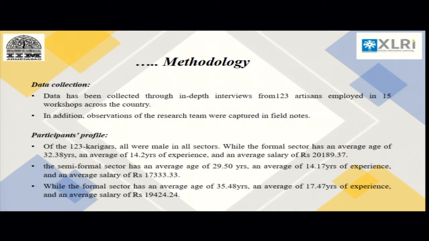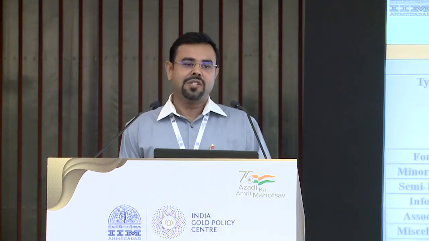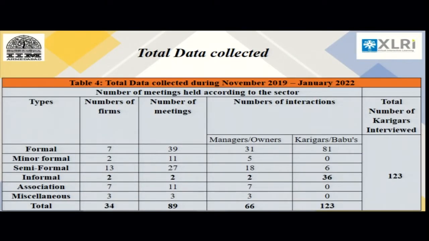For the semi-formal sector, for reference, we collected some basic information from those Karigars also. They were not permanent employees. Their average age is 29 years, experience 14 years, and salary 17,033. From the formal sector, again, they are not permanent employees of the formal organization. Their age is 35, experience 17, and their salary stands at 19,425. This is the average. I think by mistake I have not mentioned the standard deviation, but there is not much deviation there, perhaps 1,000 to 2,000 rupees. So this is a brief of how we collected data from various organizations, and 123 Karigars participated.